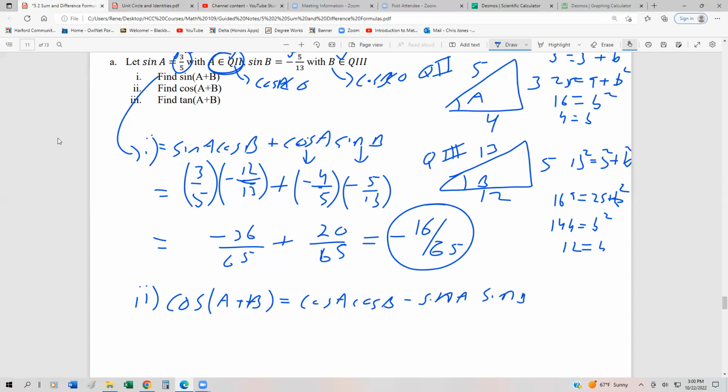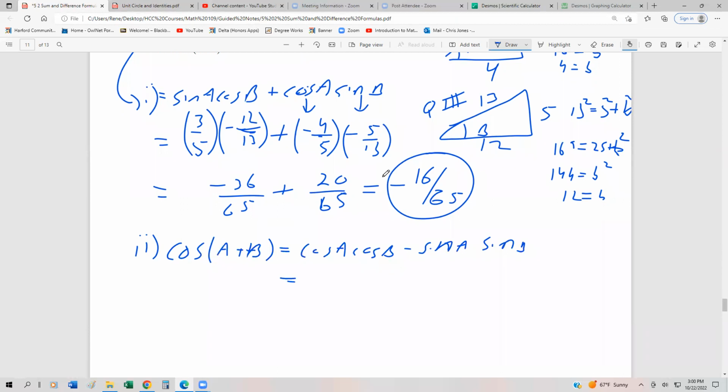Right. And remember, cos of A and cos of B are both negative, but we already have all those, right? We could just substitute back in from this, okay? So cosine of A is going to be negative 4/5. Cosine of B is going to be negative 12/13. Sine of A is 3/5. Sine of B is negative 5/13.